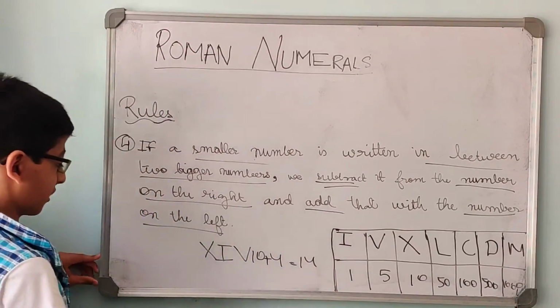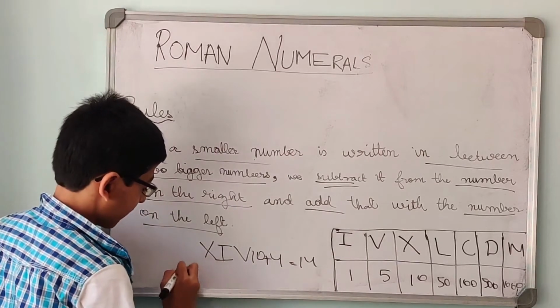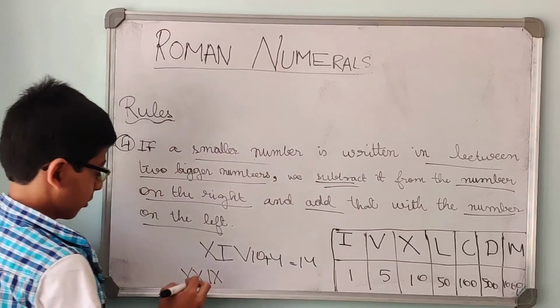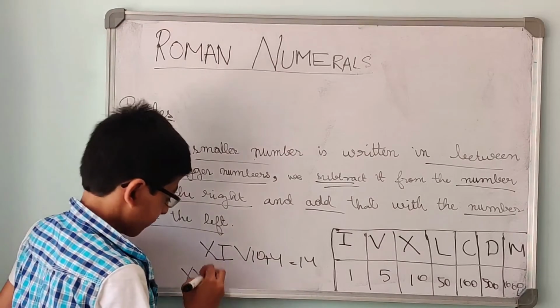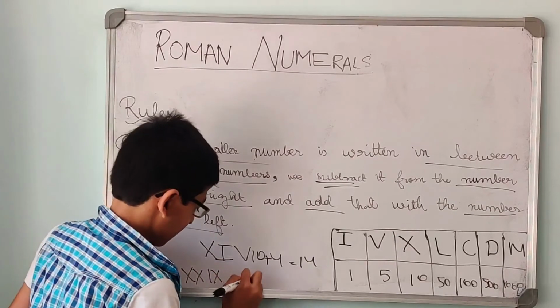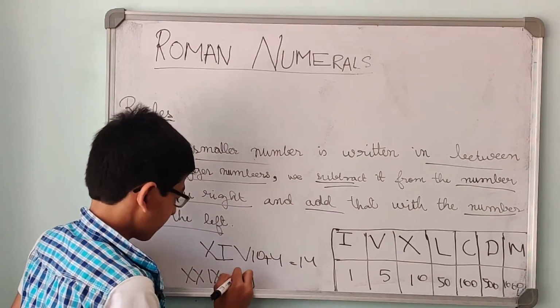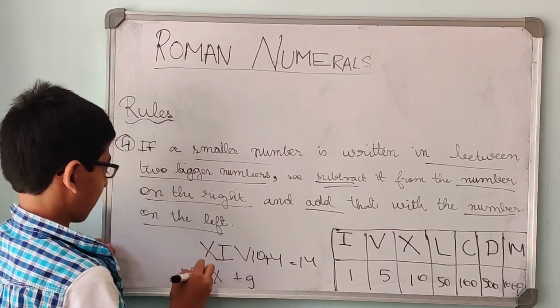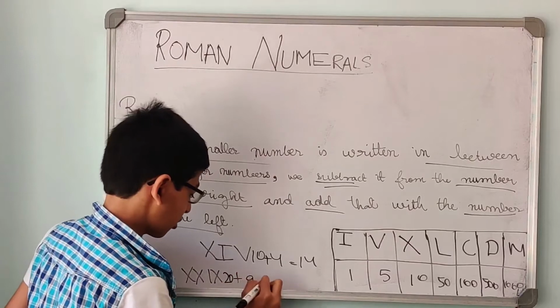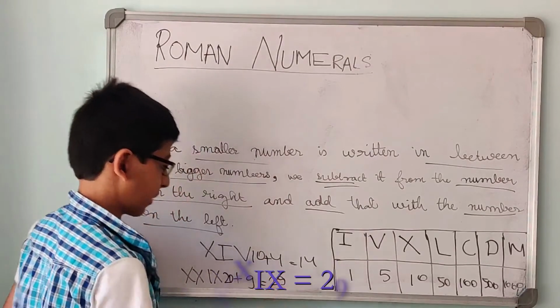Let us solve another example. For example, our number is XXIX. Over here, I is smaller. So we subtract I from X. X minus I is 9. Now we have to add this with the numbers on the left. X, X, that is 10 plus 10, that is 20. So 20 plus 9 gives us 29.